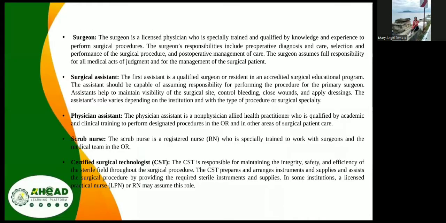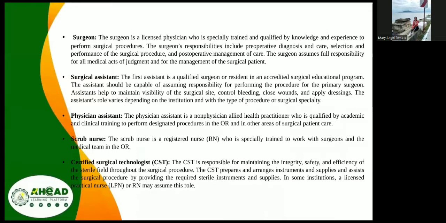Surgeon. The surgeon is a licensed physician who is specially trained and qualified by knowledge and experience to perform surgical procedures. The surgeon's responsibilities include preoperative diagnosis and care, selection and performance of the surgical procedure, and postoperative management of care. The surgeon assumes full responsibility for all medical acts of judgment and for the management of the surgical patient.